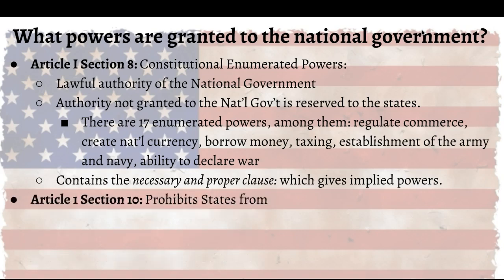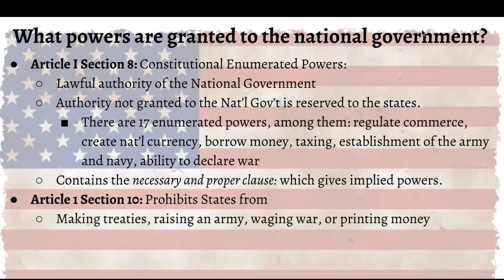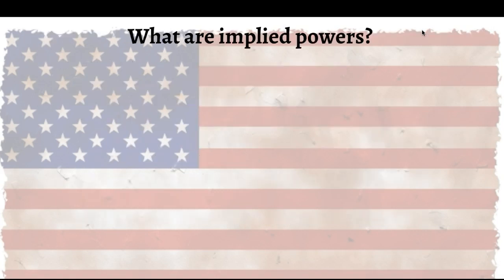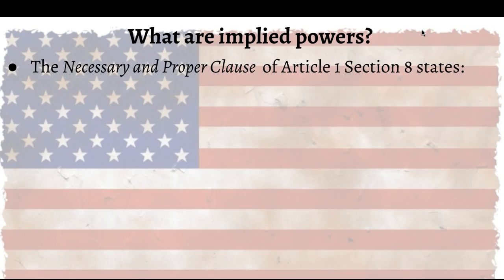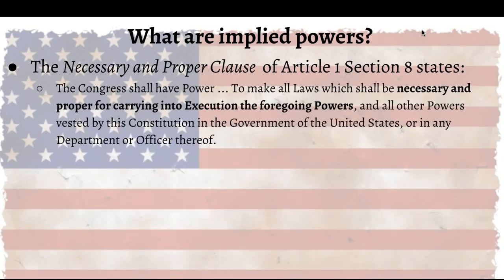Now, Article 1, Section 10 prohibits the states from doing certain things. It forbids individual states from making treaties, raising an army, waging war, or printing money. So these things cannot be done by the states. And so let's look a little bit more at these implied powers. The necessary and proper clause of Article 1, Section 8 states that, as I said earlier, the Congress shall have the power to make all laws which shall be necessary and proper for carrying into execution the foregoing powers.